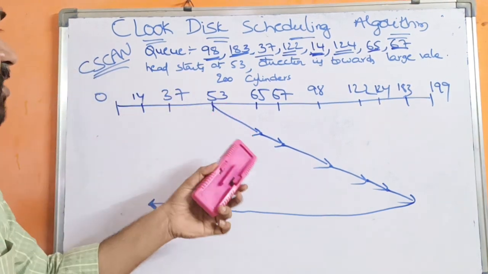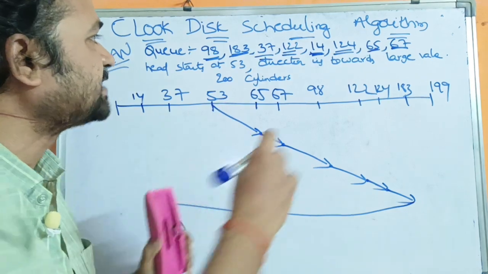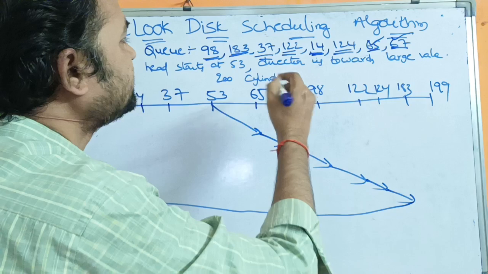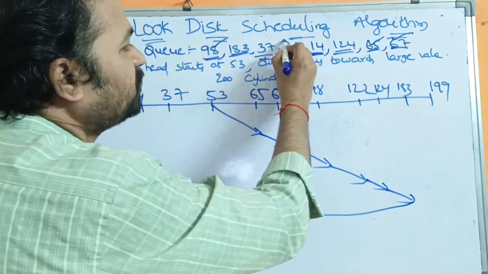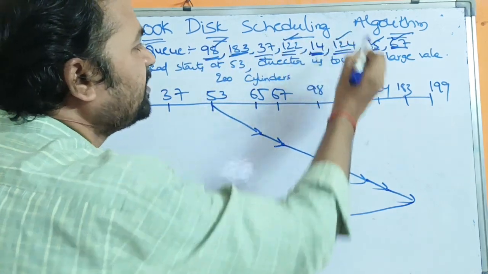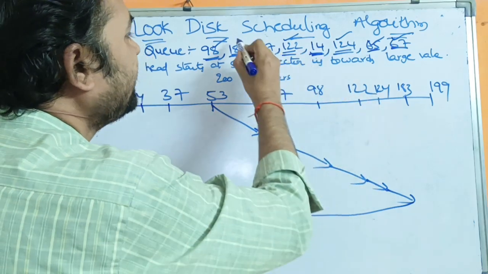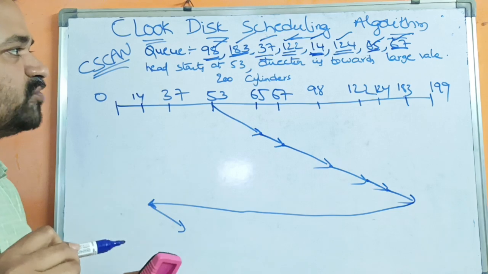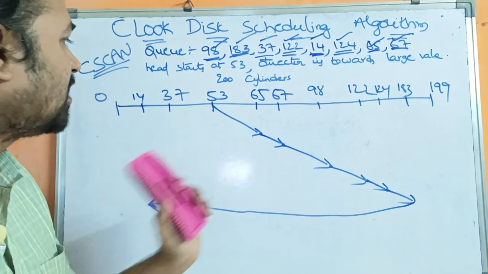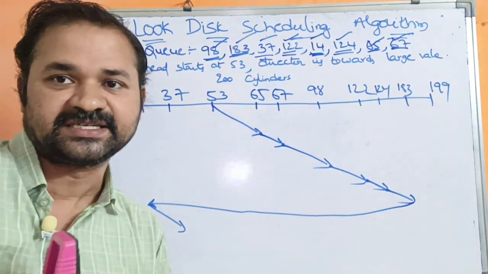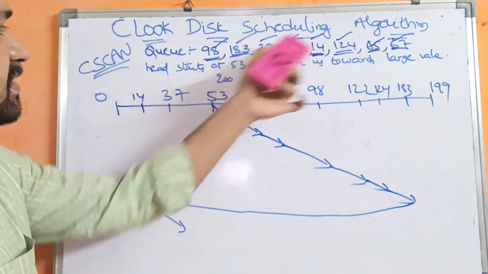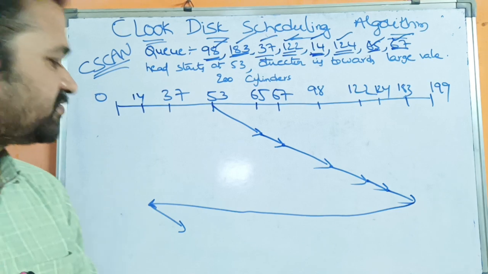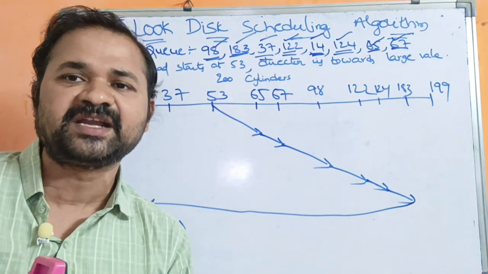If you observe here, 53, next 65 is over, 67 is over, next 98 is over, next 122 is over, 124 is over, next 183 is over, and after that 14 is over, 37 is over. After 37 there is no other request. So all the requests are completely processed.